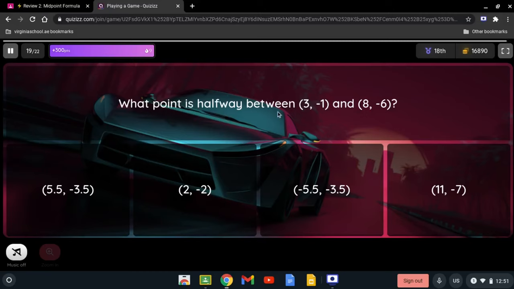What point is halfway between (3, -1) and (8, -6)? So before we get into the solution, it says here what point is halfway. Now, we don't have to say what is the midpoint between two segments, but another way for a midpoint is halfway. So we're going to replace x1 with 3, so 3 plus x2, which is 8. So 3 plus 8 is 11, and then 11 divided by 2 is 5.5. Now we don't even have to finish the rest of the equation because here it says 5.5.